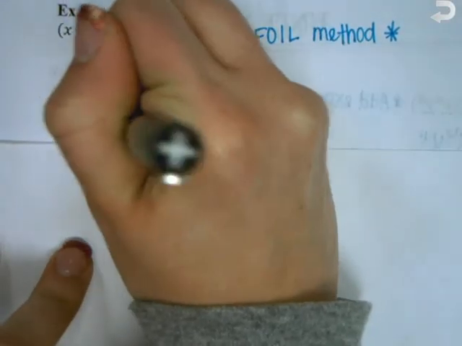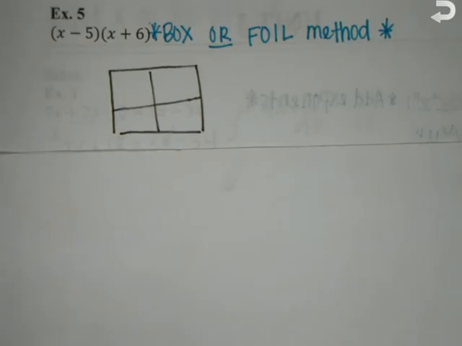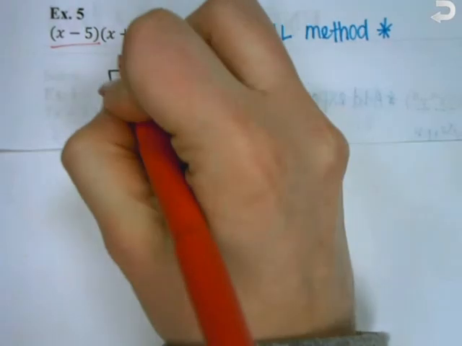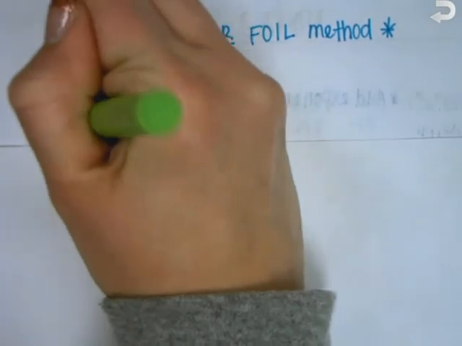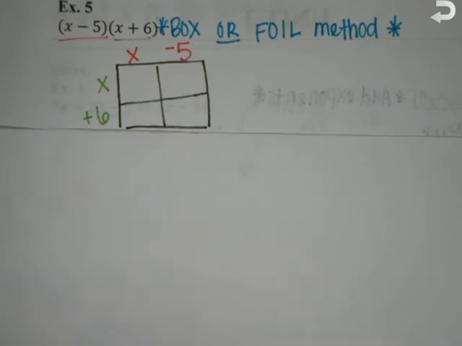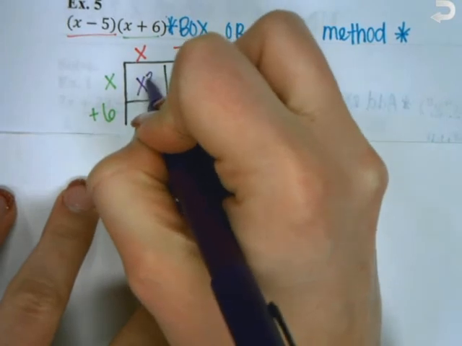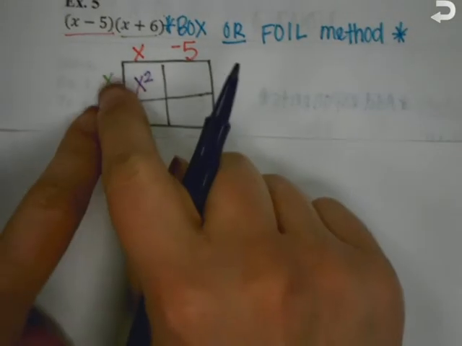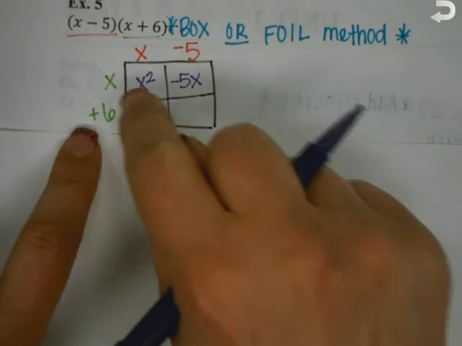We put one of them across the top. I'm going to choose x minus 5. And we put one of them across the side, x plus 6. Okay. Then we multiply. x times x gives me x squared. x times negative 5? Negative 5x. 6 times x? 6x. And 6 times negative 5?